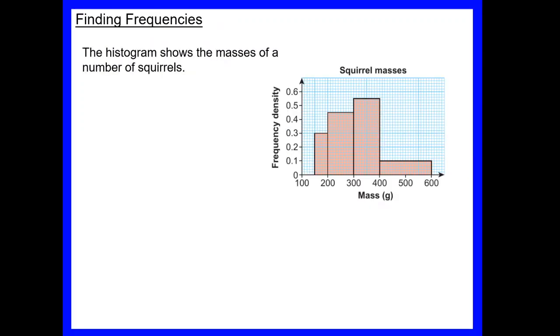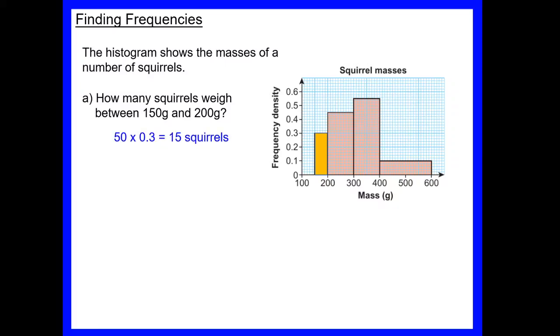Okay, so we're going to use that information then to help us to find frequencies. So our histogram is showing us the masses of a number of squirrels. So first of all then we're asked to find how many squirrels weigh between 150 and 200 grams. So along our mass we can see 150 is here to 200 here, so it's this bar that we're interested in. So to find the number of squirrels, that's the frequency, so the area of the bar. So that bar is 50 wide by 0.3 high, which gives us 15 squirrels. Okay, I'm going to write the numbers on the bars as I go. That's going to help us when we want to find other values later.